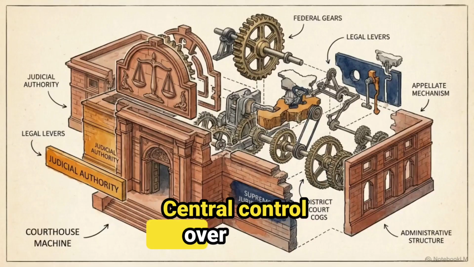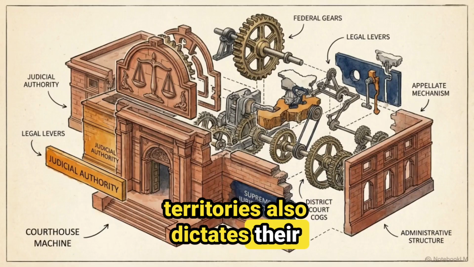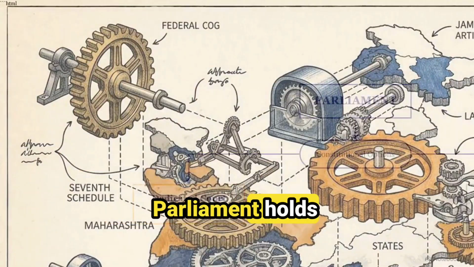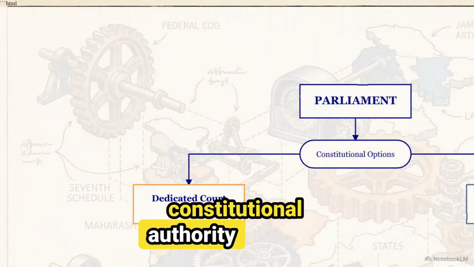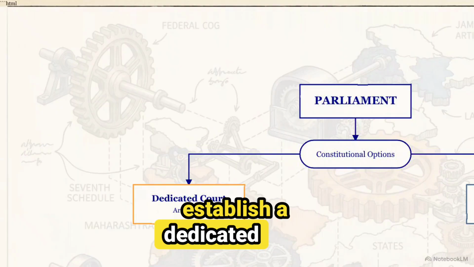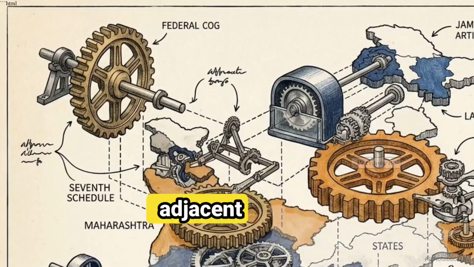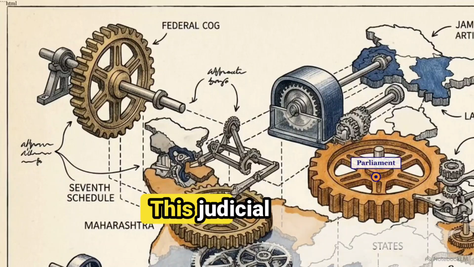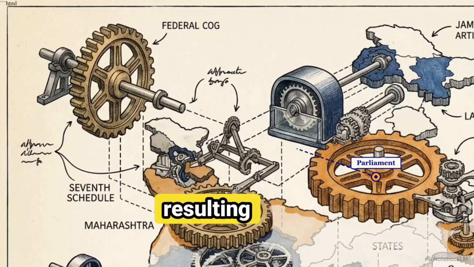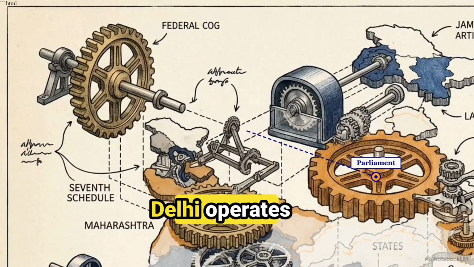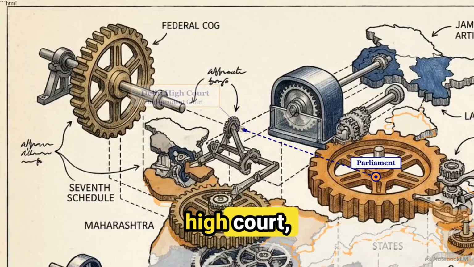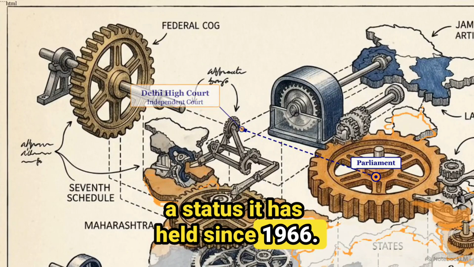Central control over these territories also dictates their judicial architecture. Parliament holds the sole constitutional authority to either establish a dedicated high court for a union territory or place it under the jurisdiction of an adjacent state's court. This judicial map details the resulting legal geography. Delhi operates its own dedicated high court, a status it has held since 1966.